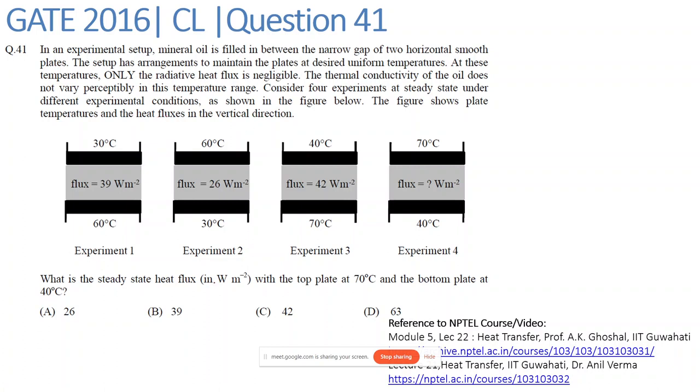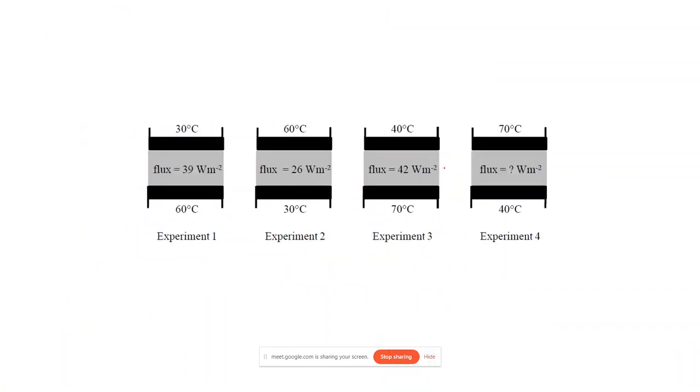And what is the steady state heat flux in watt per meter square with the top plate at 70 degrees Celsius and the bottom plate at 40 degrees Celsius? So for this experiment 4, we have been asked to find the heat flux. Okay, so let's look at each of these cases. In the first case, the delta T is 30 degrees Celsius. Here also the magnitude of temperature difference is 30 degrees Celsius. In all the cases, we have been given 30 degrees Celsius as delta T.